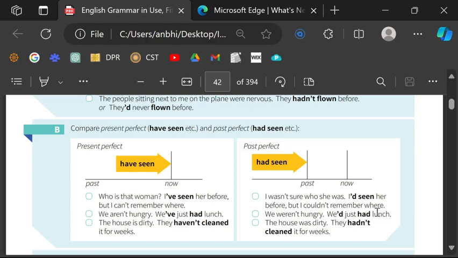Okay? So you see the difference here is the same situation, but this happened before the present, and this happened before this past action.